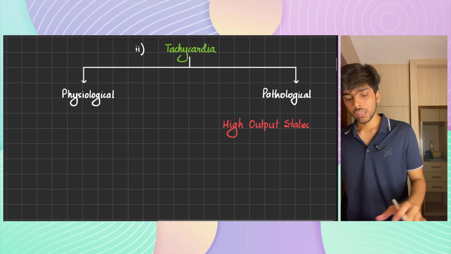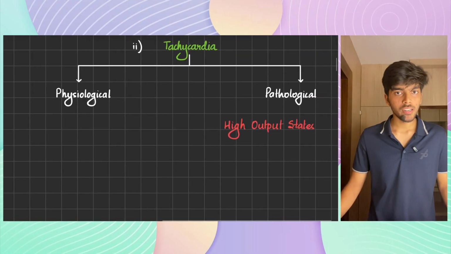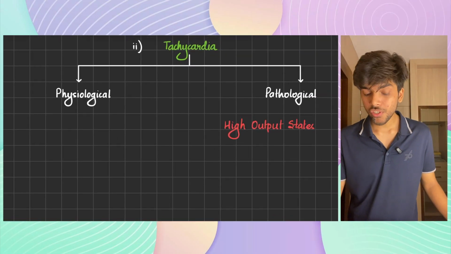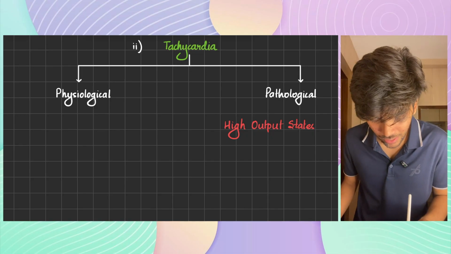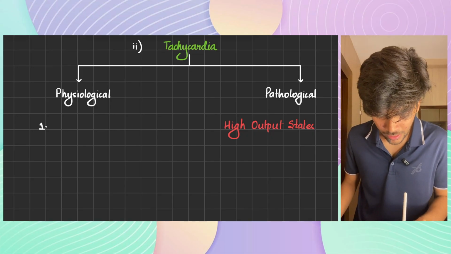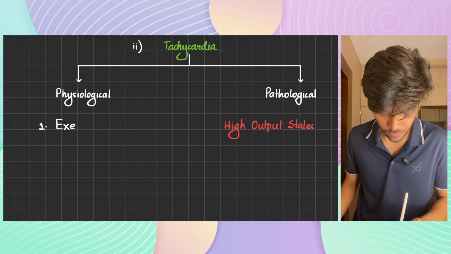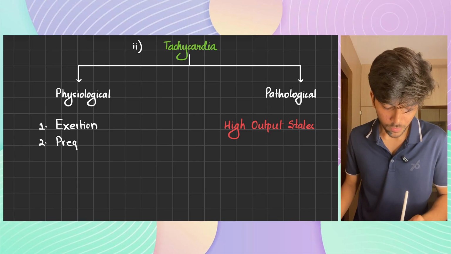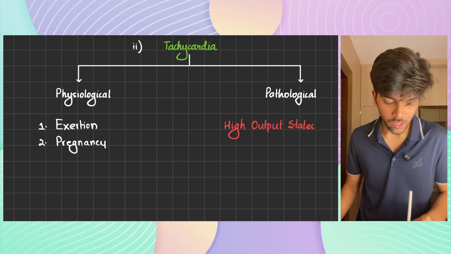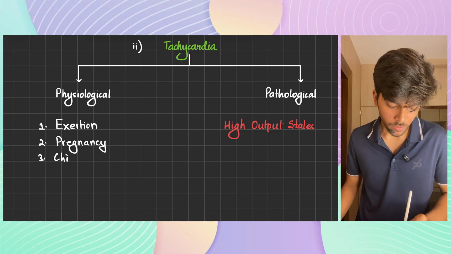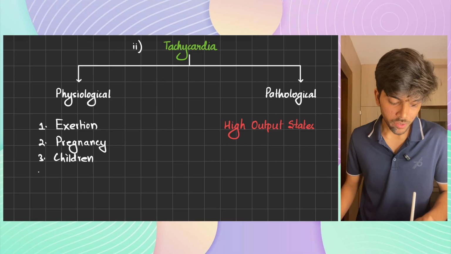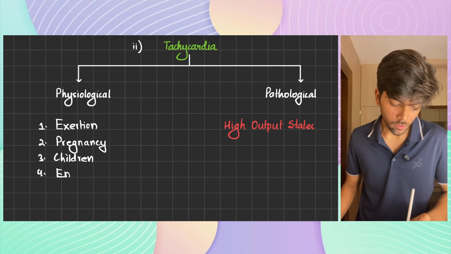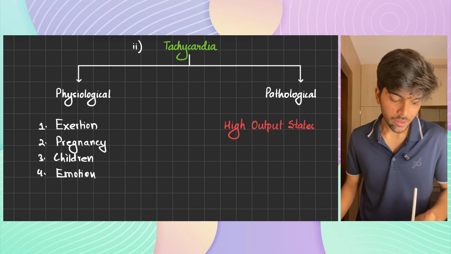Tachycardia. Tachycardia also has physiological and pathological causes. The physiological causes of tachycardia are exertion, pregnancy, children, emotion, and inspiration.